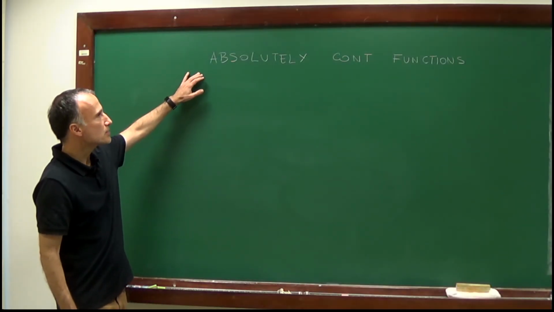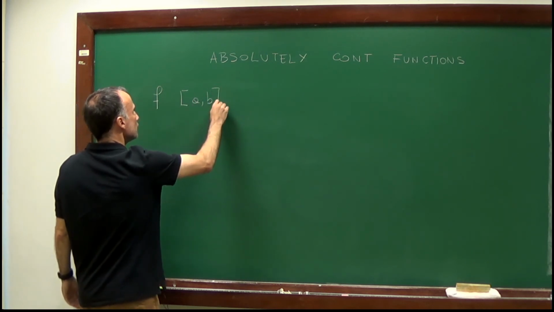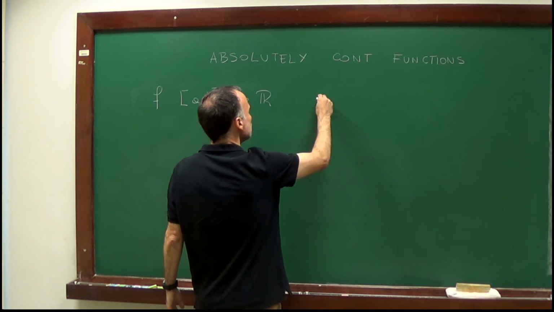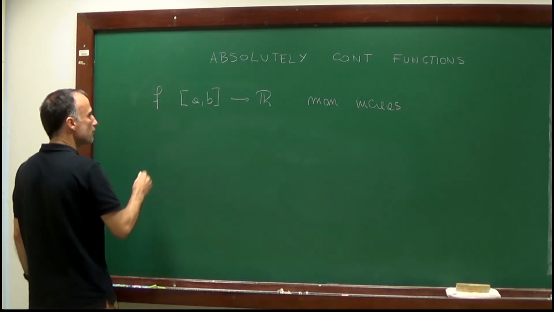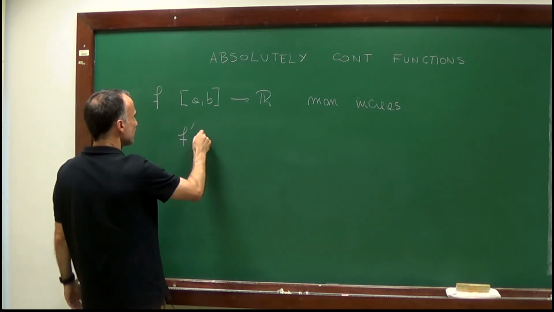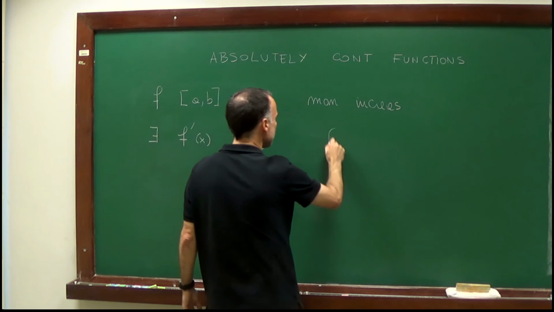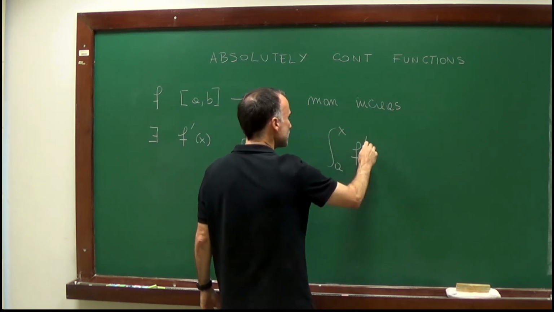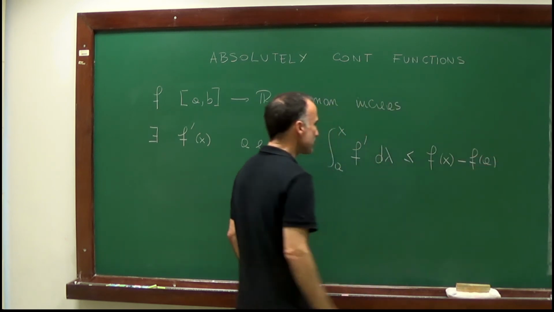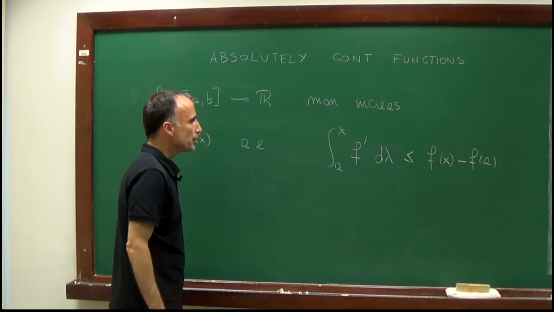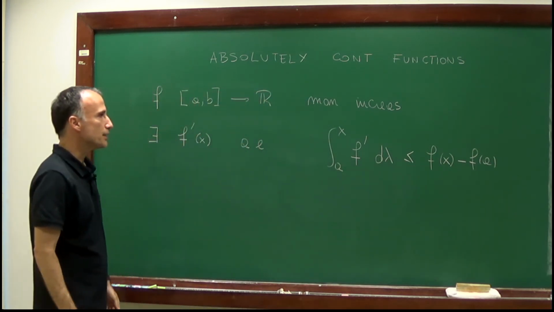So in this lecture, I will discuss absolutely continuous functions. In the past lecture, I considered a function f from [a, b] to R, which I assumed to be monotone increasing. And we proved that these functions are differentiable, so there exists a derivative f' of x almost everywhere. We also proved that the integral of this derivative is bounded by f(x) minus f(a). And I gave an example in which this inequality is strict. So now, in this lecture, I will discuss functions for which we have an identity instead of this inequality.